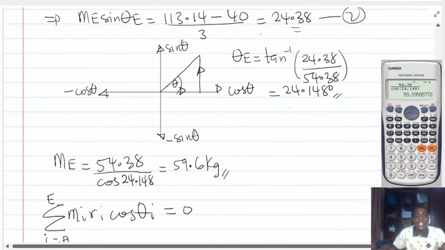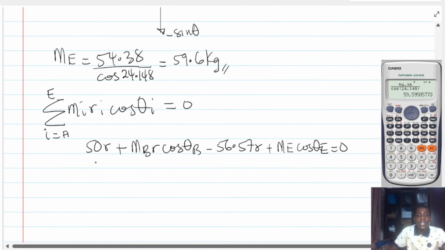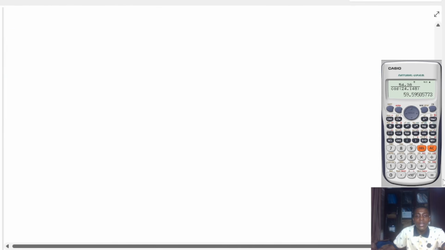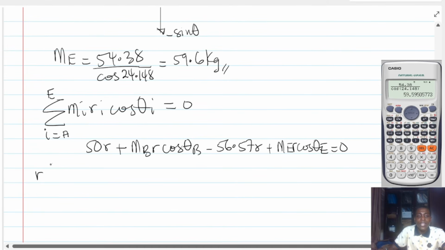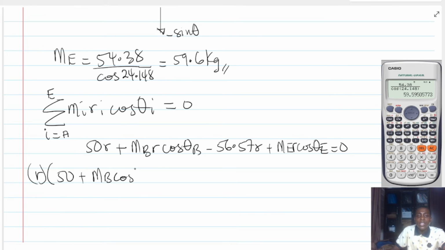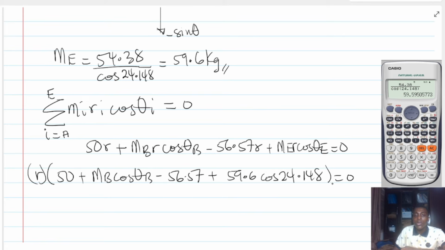But looking at it clearly, one thing that we can say is that this one also contains R throughout. In fact, there's supposed to be R here. So I can factorize R out so that I have 50 plus MB cosine theta B minus 56.57 plus, now we know ME, isn't it? ME is 59.6. And then we know theta E is 24.148. Should be equal to 0.